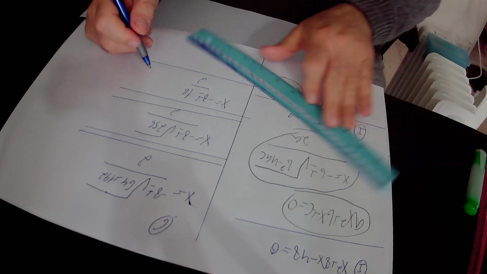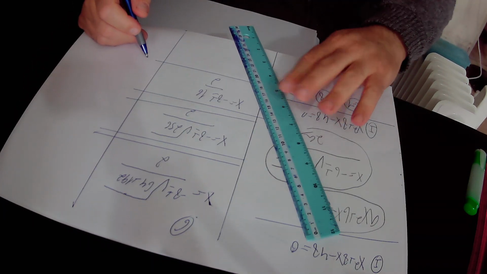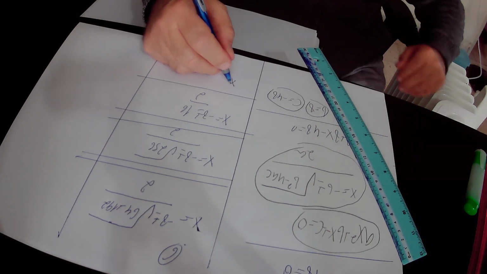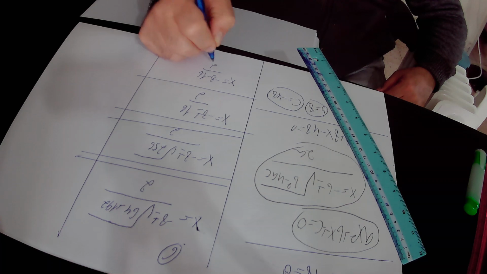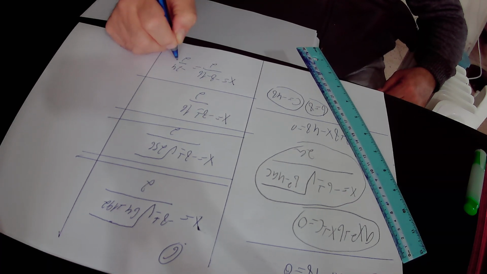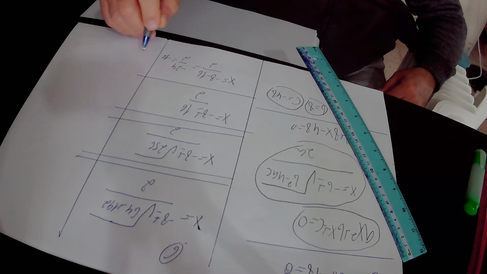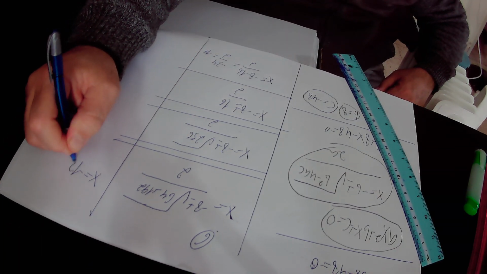The first solution for x is that x equals minus 8 minus 16 over 2. Minus 8 minus 16 is minus 24, and minus 24 over 2 is minus 12. So according to the first solution for x, x equals minus 12.